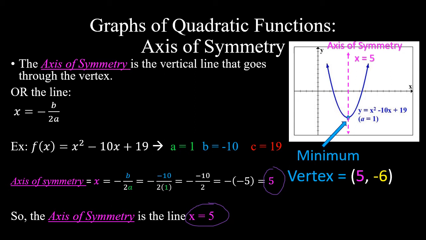And it will always go through the x value of your vertex, okay? Notice our vertex here was 5, negative 6. Well, the axis of symmetry is just the line that goes through x equals 5, okay? Because of course it has to go through the vertex, right? Our vertex is right smack dab in the middle. All right, so that is the axis of symmetry. Another very important piece of our graph.